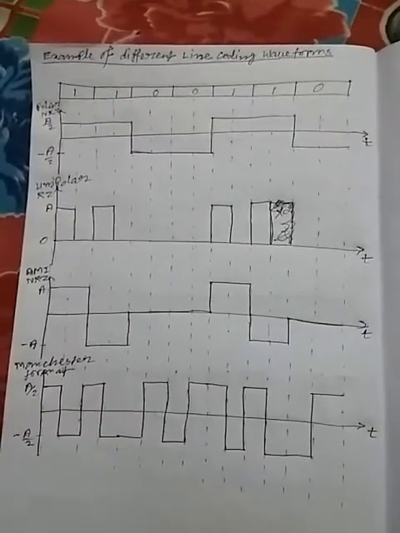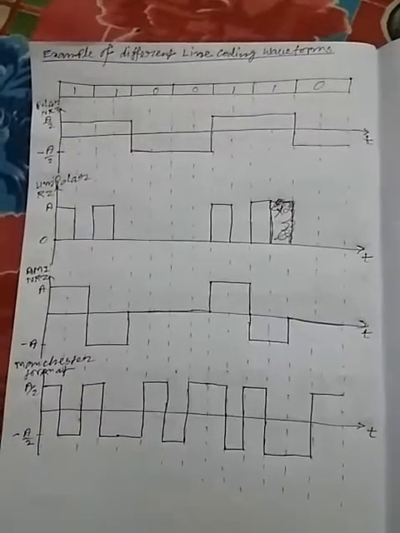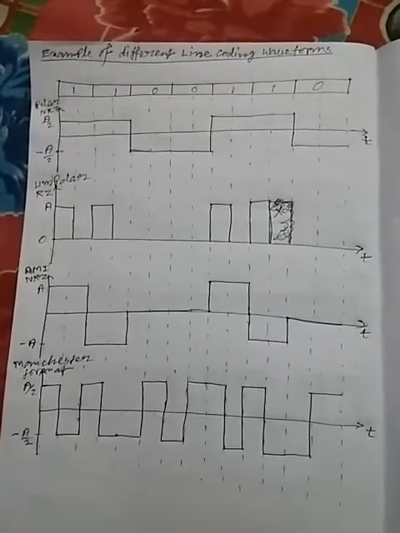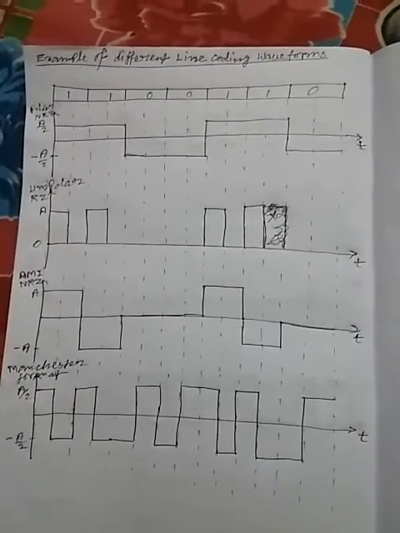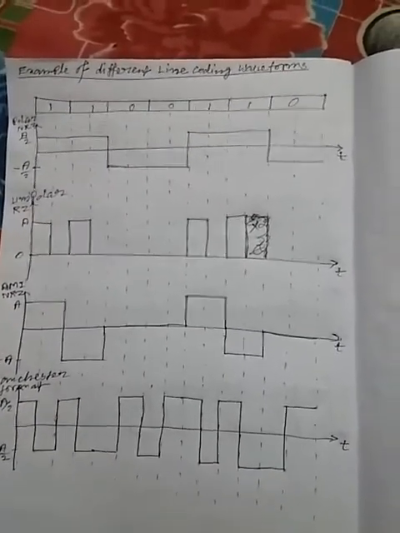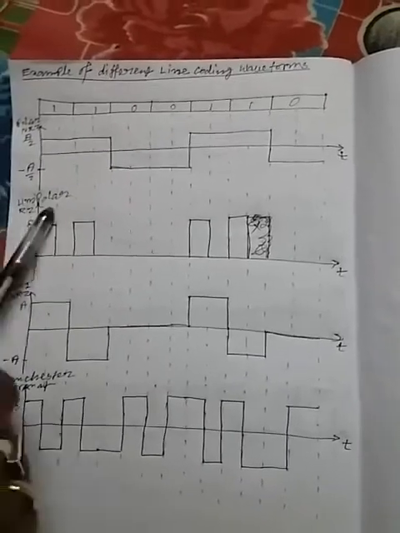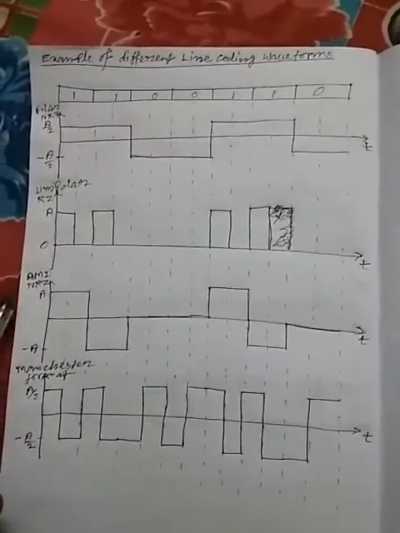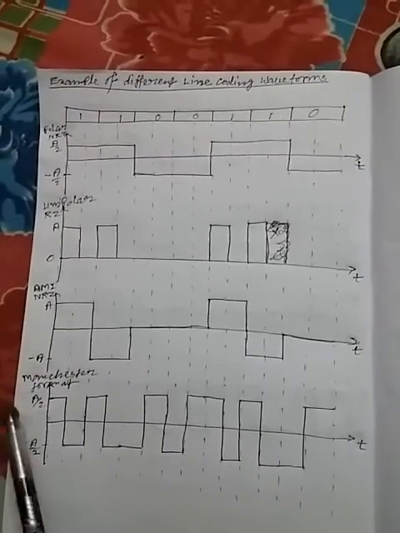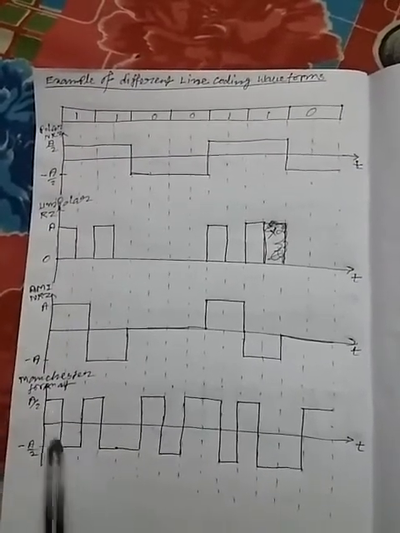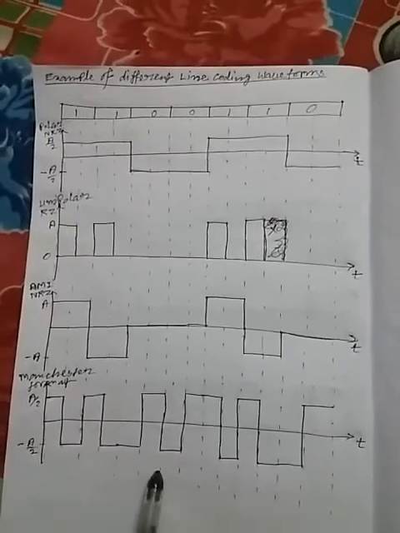So what we learn from this video is how to draw different types of line coding waveforms. We draw polar non-return to 0 type, unipolar return to 0 type, AMI, that is alternate mark inversion non-return to 0 type waveform, and for the Manchester format, the waveform is this.